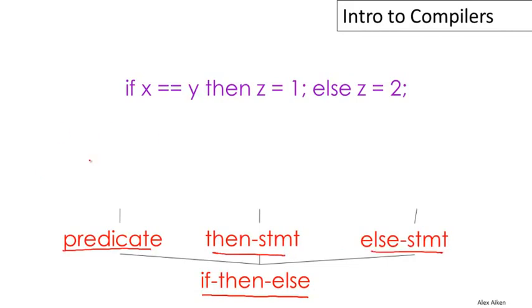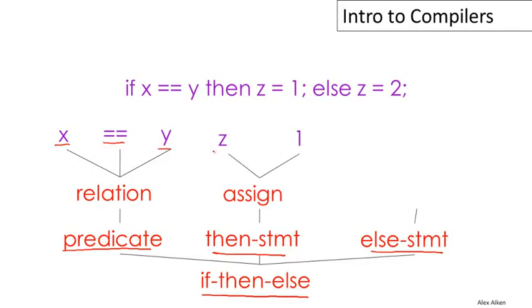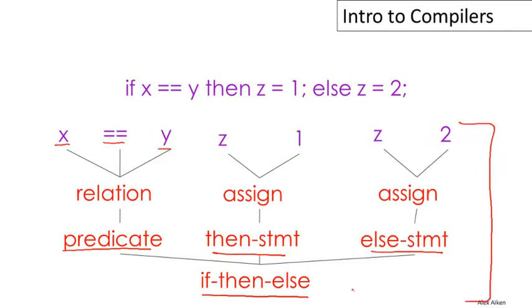And now let's look at the predicate, which consists of 3 pieces. There's a variable, a comparison operator, and another variable. And together those form a relation. So a comparison between 2 things is one of the things you can have as a valid predicate. Similarly, the then statement consists of an assignment where z gets 1, and the else statement also has the form of an assignment, z gets 2. And altogether, this is a parse tree of the if then else, showing its structure, breaking it up into its constituent pieces.